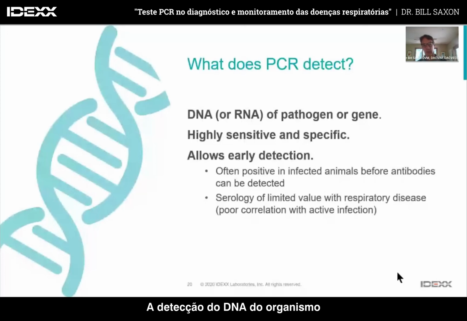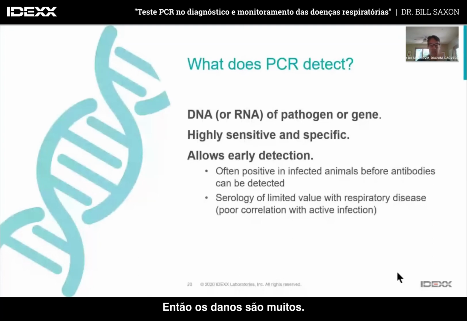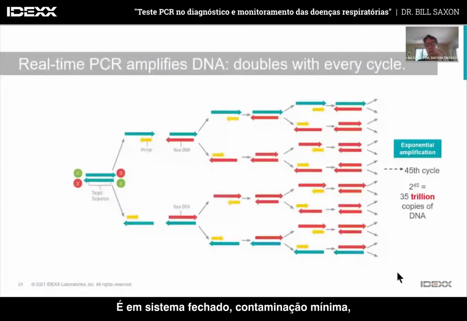Detecting DNA of the organism, again, compared to serology, way more sensitive and specific, and allows earlier detection because you don't need to wait for that lag period before antibodies are produced for detecting infections, that sort of seroconversion, which on average is about 2 weeks for most pathogens. So advantages galore. And the way it's run, the PCR today is nothing like the initial PCRs. It's in a closed system, minimal contamination, which is why it's so specific.